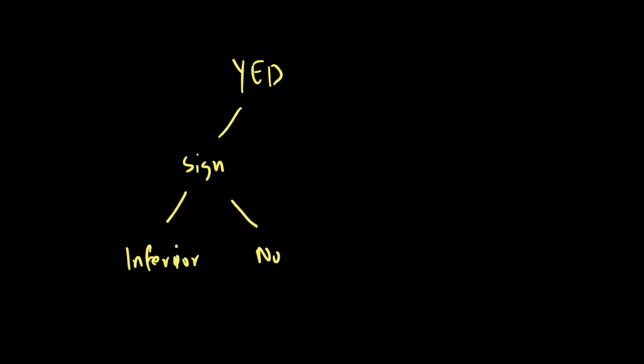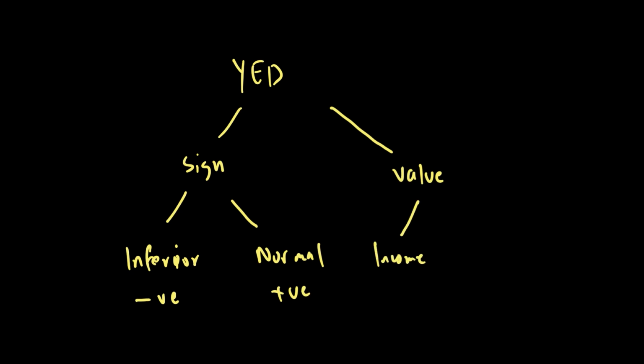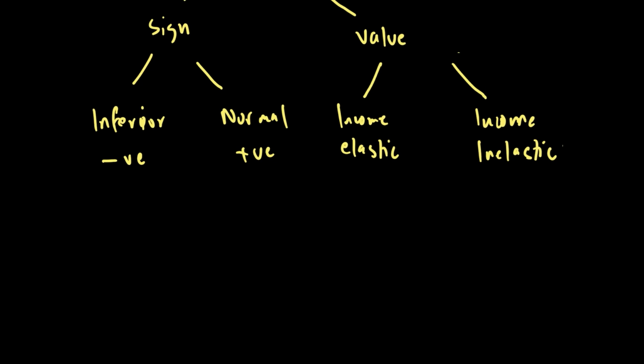or normal, because if the sign is positive it's a normal good, and if the sign is negative it's an inferior good. But the value tells us another story. The value tells us if the good is income elastic or income inelastic. Income elastic simply means that the percentage change in quantity demanded has to be greater than the percentage change in income.